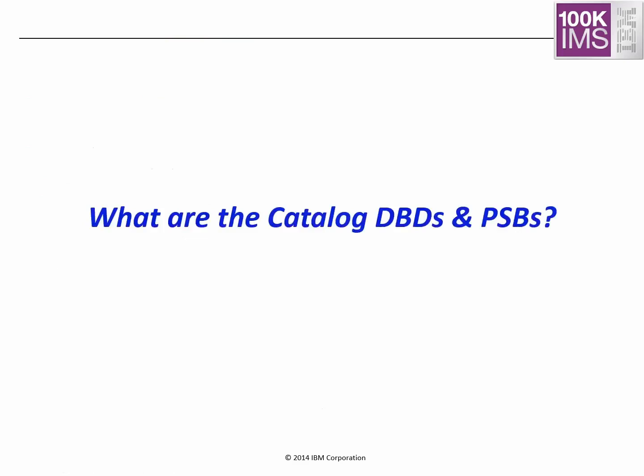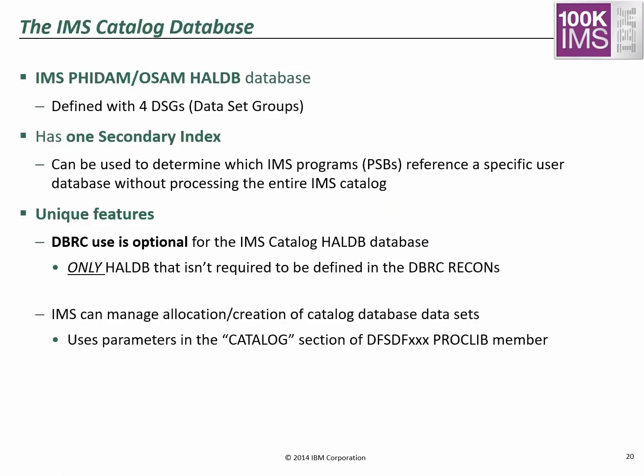Now, I mentioned earlier that the catalog is an IMS database. In IMS, whenever you have a database, you've got to have a DBD that describes that database. And if you want to access that database, you've got to have PSBs. So what are the catalog DBDs and PSBs, right? So let's talk about that. The IMS catalog, as I mentioned, is a HALDB database. Specifically, it's a PHIDAM/OSAM HALDB database. And we knew this. And by the way, let me just give you a little history.